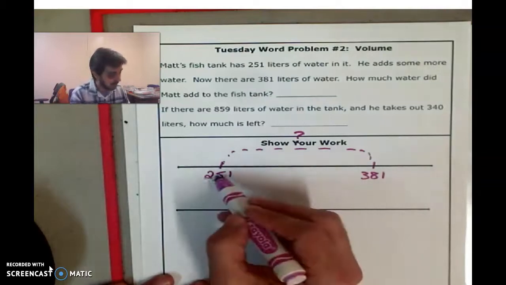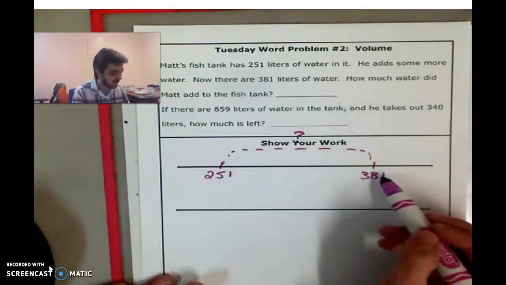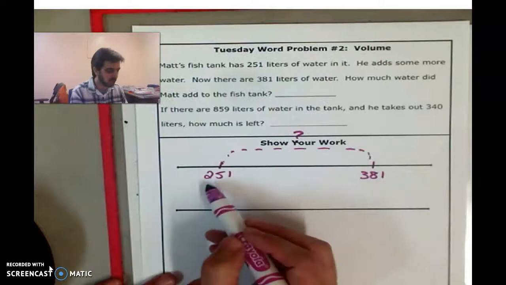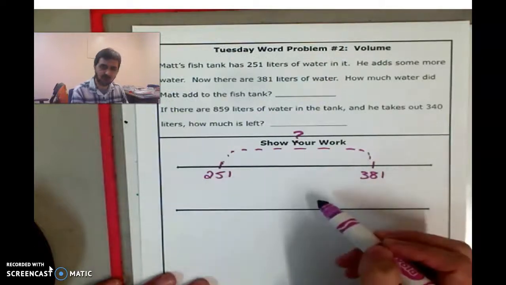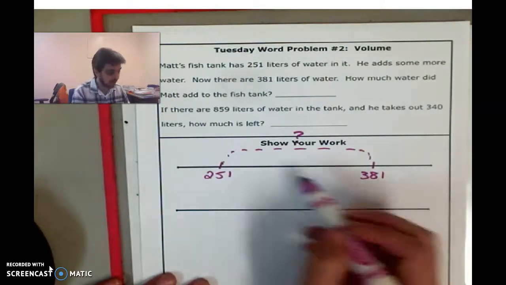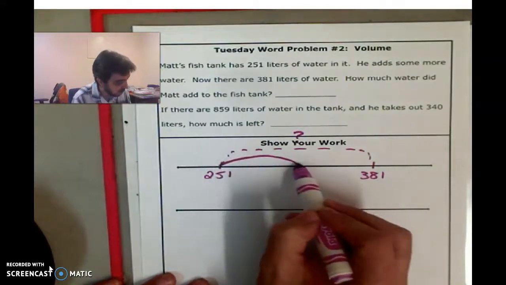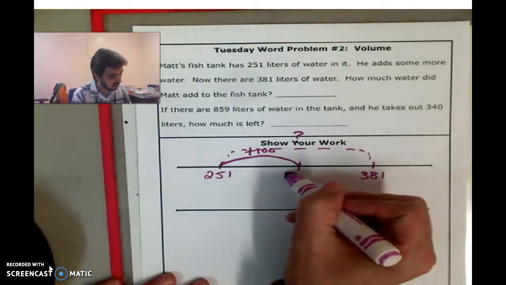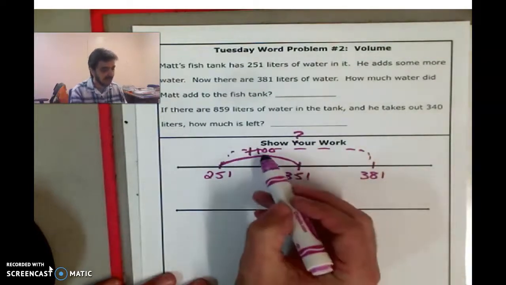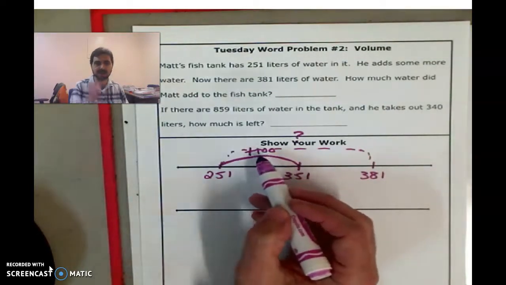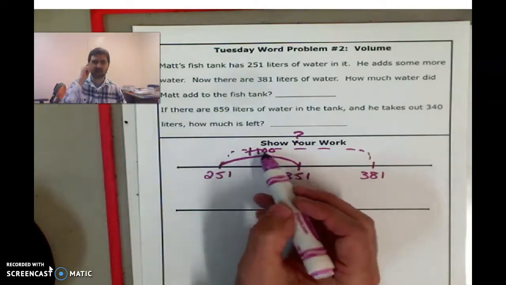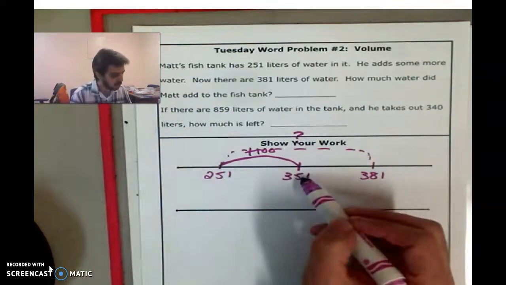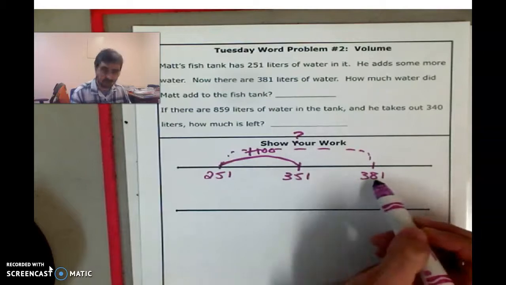So I'm going to start at 251 and say, well, can I jump in my hundreds place to get close to 381? I can go up 100. I'm going to add 100. So that gets me to 351. And I always add it here just so I remember how much I've added. So I don't have too much further to get to 381, right?